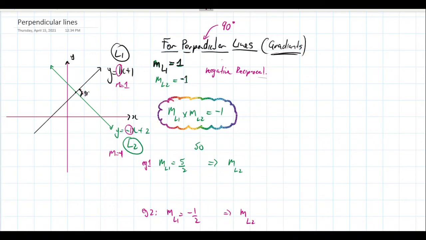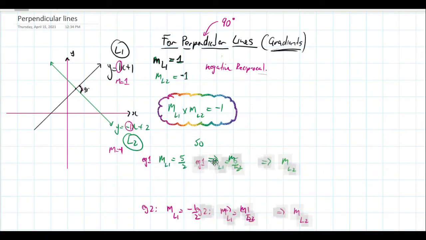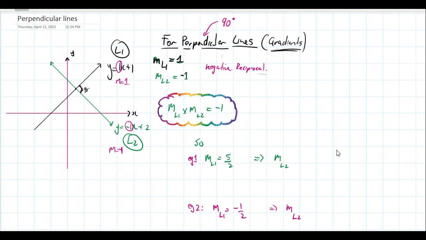So let's now think about this fundamental concept of perpendicular gradients. If two lines are perpendicular to one another, we should recognize that their gradients are in fact the negative reciprocal of one another. Another way of thinking about that is, if I multiply the two gradients of the perpendicular lines, we should get a product that gives us minus 1. So let's have a look at an example here.